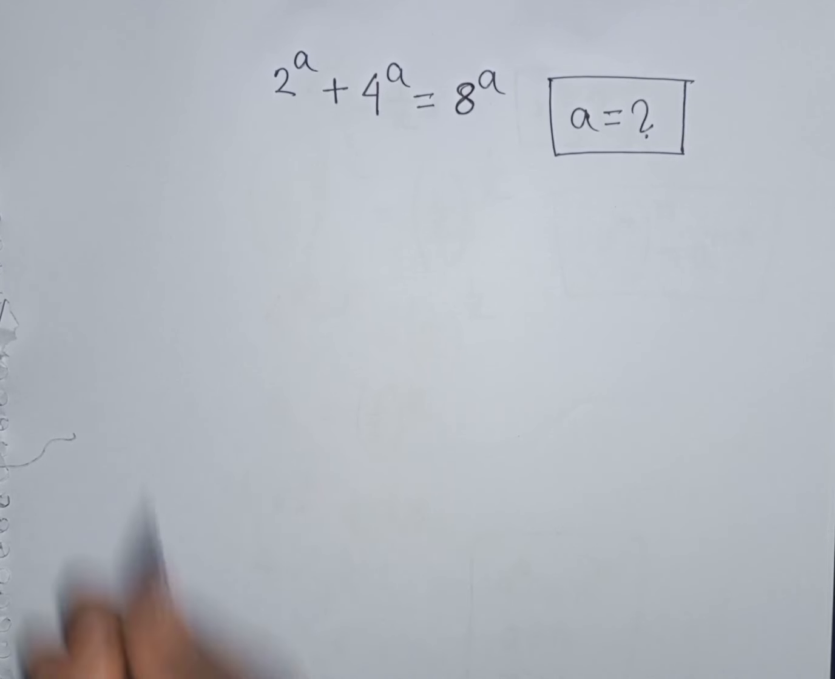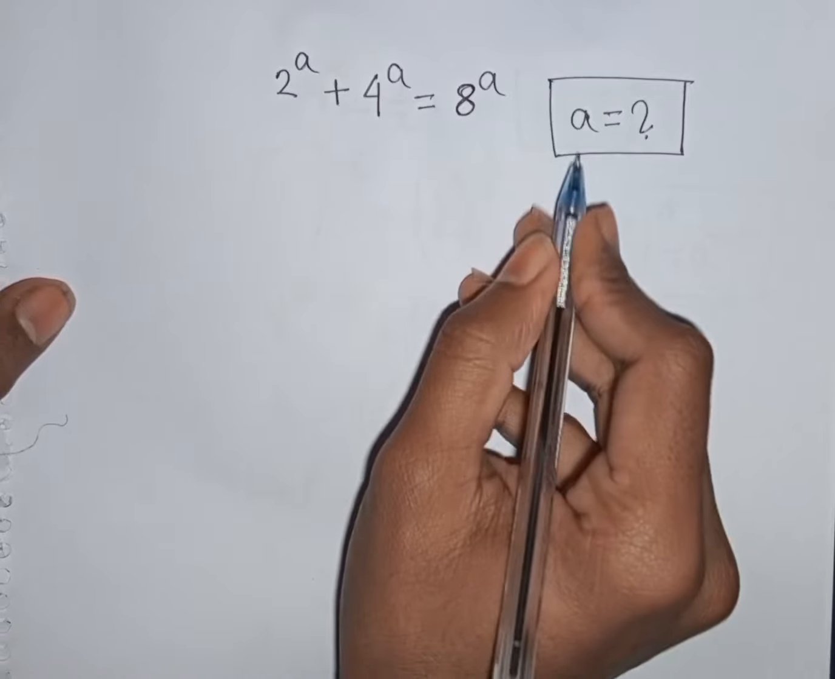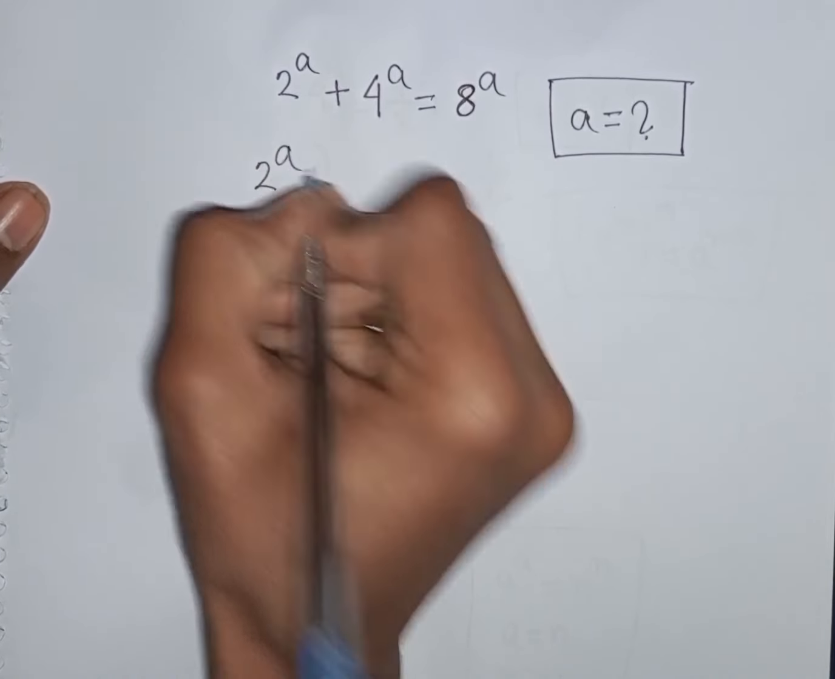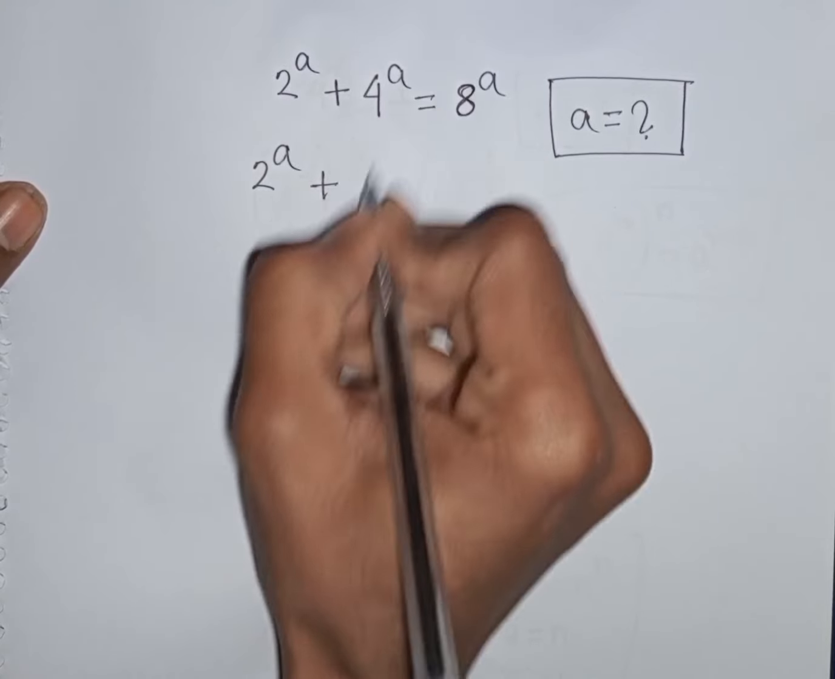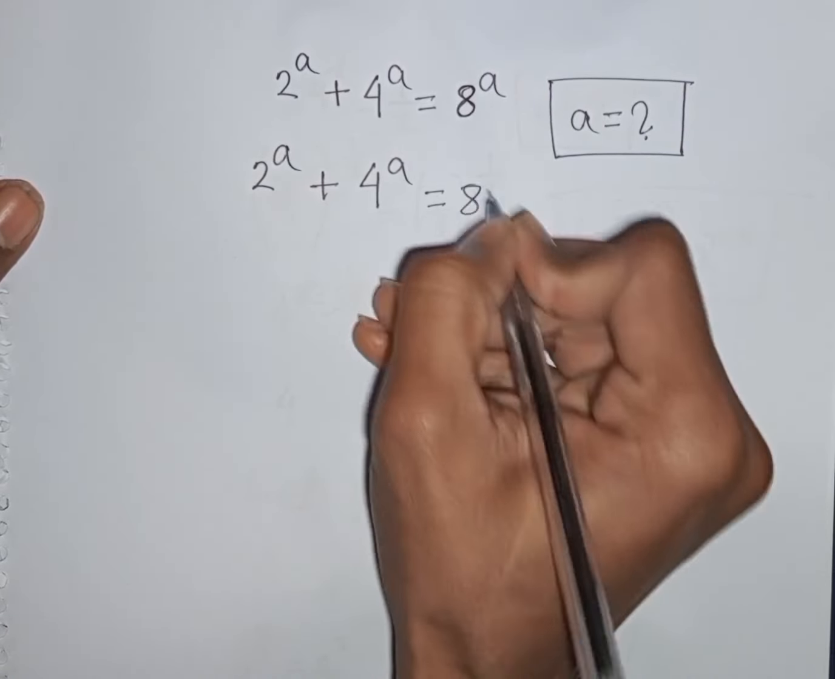How to solve? 2 power a plus 4 power a is equal to 8 power a. Find the value of a. So we have 2 power a plus 4 power a is equal to 8 power a.